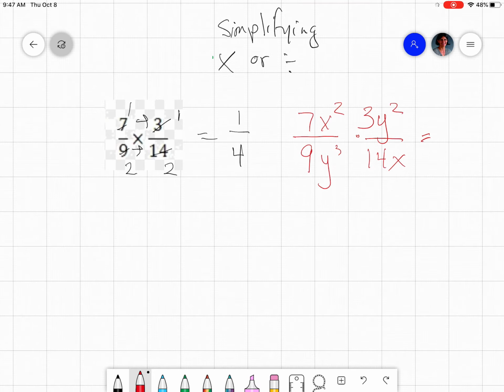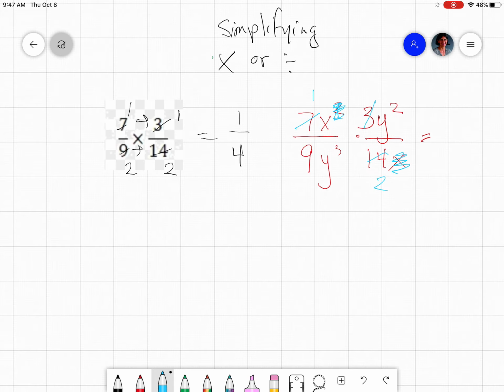You could start multiplying all of this, right? I could say 21x squared y squared, and then do 9 times 14, but I don't want to do that. Those are making bigger numbers where I don't need to. I'm going to do the same thing I did here. 7 goes into 7 once. 7 goes into 14 twice. But now x squared: there are 2 x's on top and 1 on the bottom, so I can bring this down to x to the first, which of course we don't write anything at all. And this x is now canceled because x divided by x makes 1.